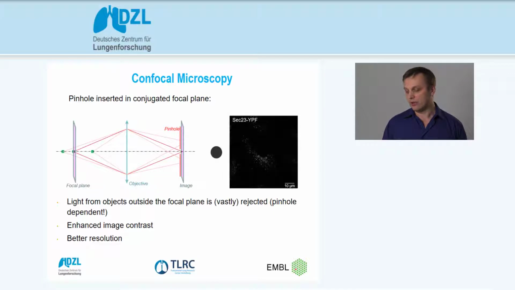So let's have a look at the resulting image. We have only dots which are in the focal plane. However, we will not see all the information which is out of the focal plane. The drawback of that is the intensity of the image is largely reduced, so we will need to expose the sample to much higher light to get the same intensity on our sample.